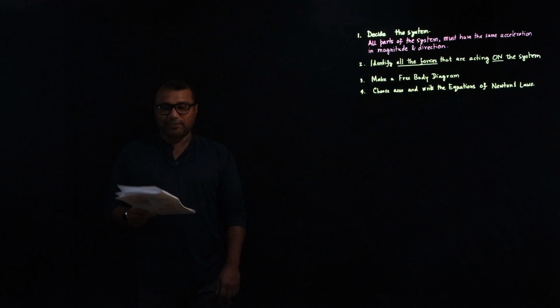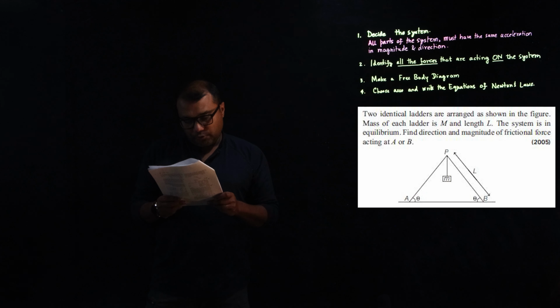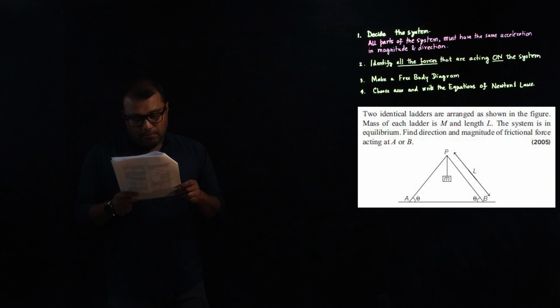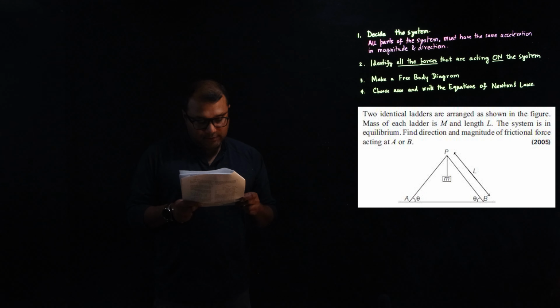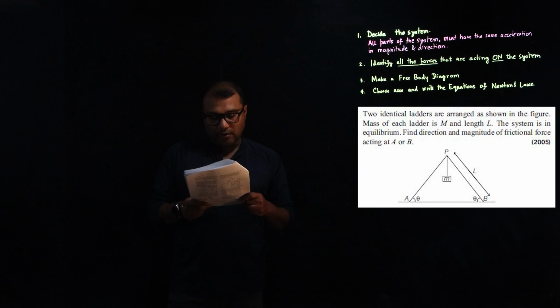Okay, let's look at this next question. So I'll put it up on the board. Two identical ladders are arranged as shown in the figure. Mass of each ladder is m and length L. The system is in equilibrium. Find direction and magnitude of frictional force acting at A or B.